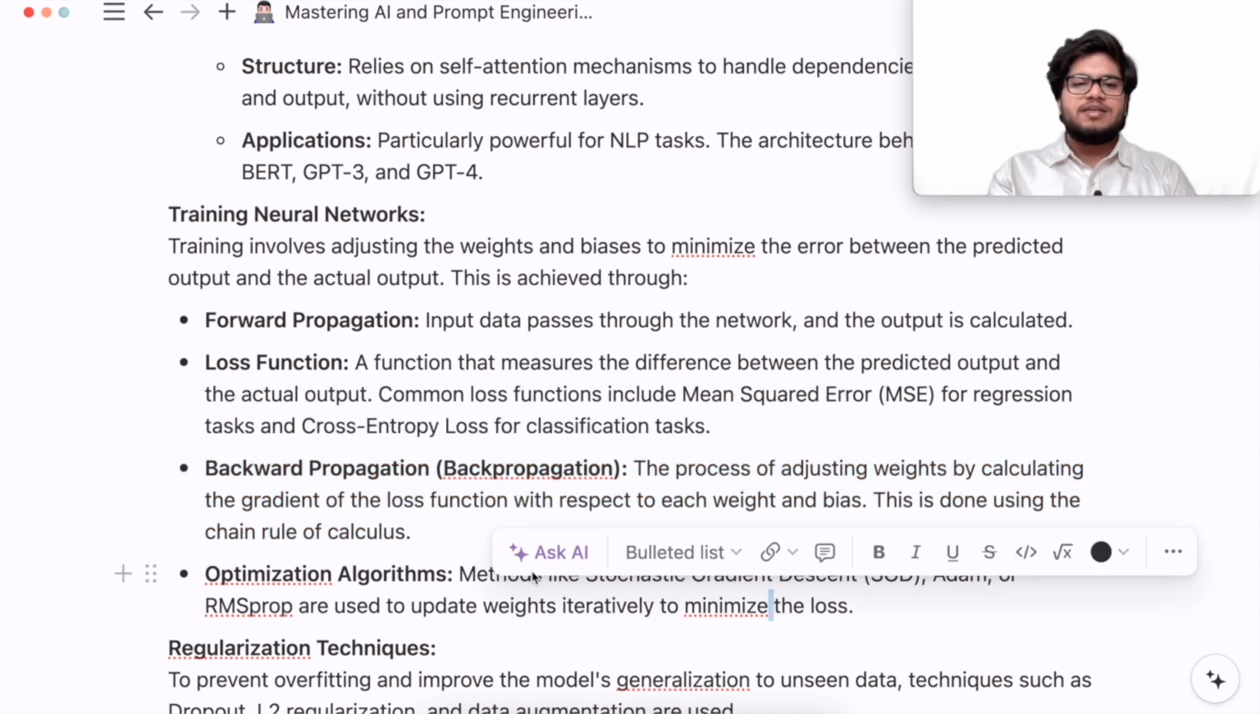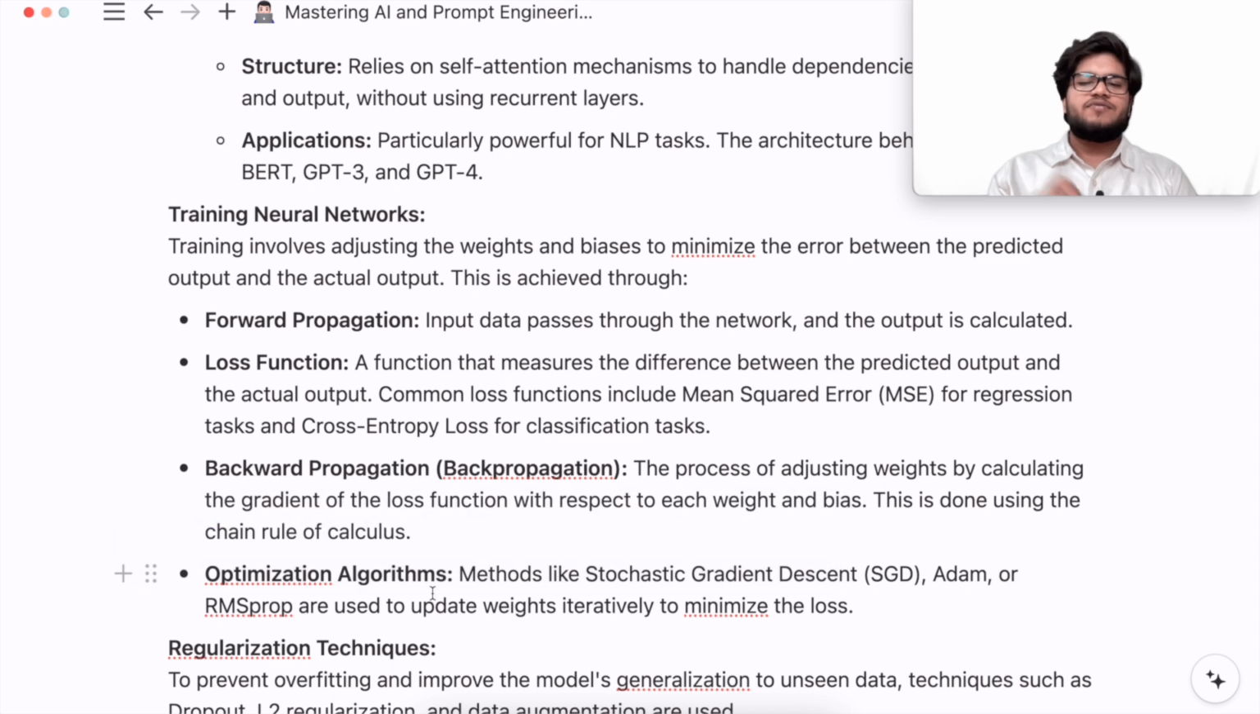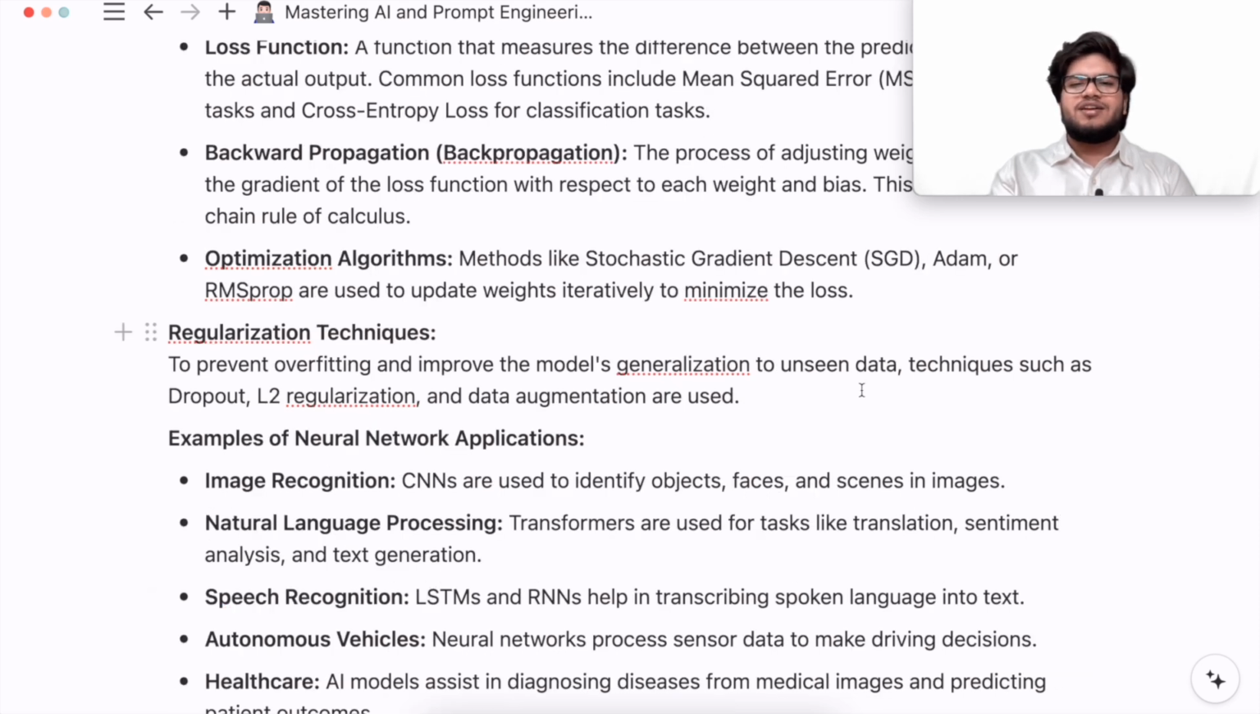The next is optimization algorithms. Methods like stochastic gradient descent, SGD, Adam, or RMSProp are used to update weights iteratively to minimize the loss. We discussed that weight is a parameter in the functioning of AI. So optimization algorithms maintain weights to minimize the loss, to minimize the error that we get. Now there are some regularization techniques. We'll also skip some of the unimportant data. We'll just go through a reading, basically understand it, but not in depth.